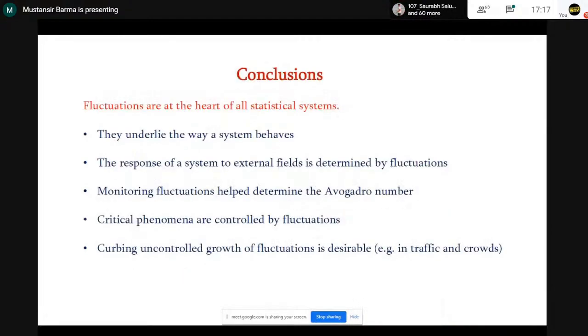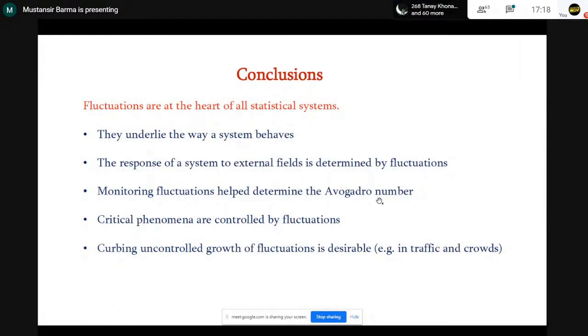Okay, this is the last slide. I'm really sorry to have exceeded the time. But my conclusion is very simple. I wanted to tell you only one thing, that fluctuations are at the heart of all statistical systems. Averages are good. Averages relate to thermodynamics. They allow you to make contact with experiment and so on. But it's fluctuations which tell you how the system behaves, how the system responds.